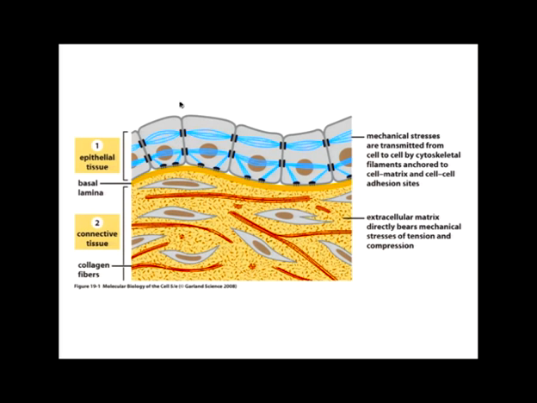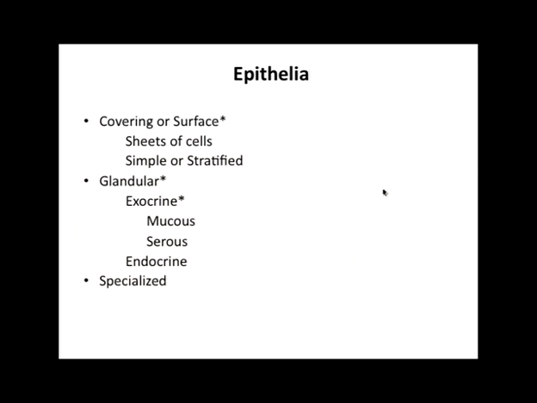All right, in terms of the epithelia, they get classified as either covering or surface. And some of the books will now say these classifications really don't mean anything because they are such active tissues, they can take many shapes and many forms. But it gives some mode of putting them into a category where you can deal with them.